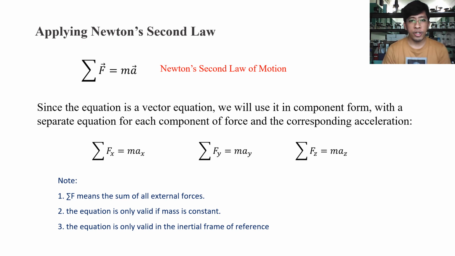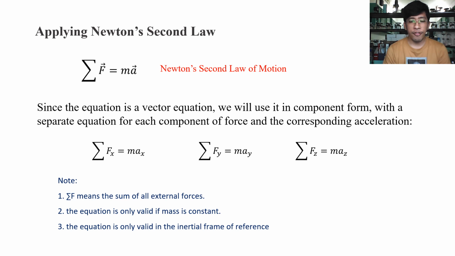If you're going to apply Newton's second law, again it is stated as the sum of all F equals mass times acceleration. Now, since force and acceleration are vector quantities, the equation is a vector equation, and we will use it in its component form with a separate equation for each component of force and the corresponding acceleration. So we have an equation for the x component, an equation for the y component, and an equation for the z component. Okay?